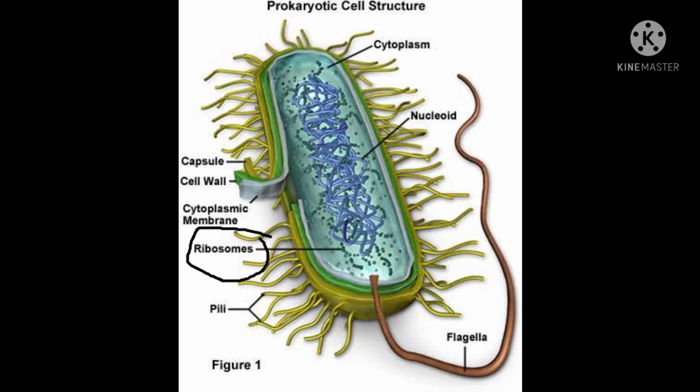Then, the ribosomes. Ribosomes are microscopic factories found in all cells, including bacteria. They translate the genetic code from the molecular language of nucleic acid to that of amino acids, the building blocks of proteins. Proteins are the molecules that perform all the functions of cells and living organisms.